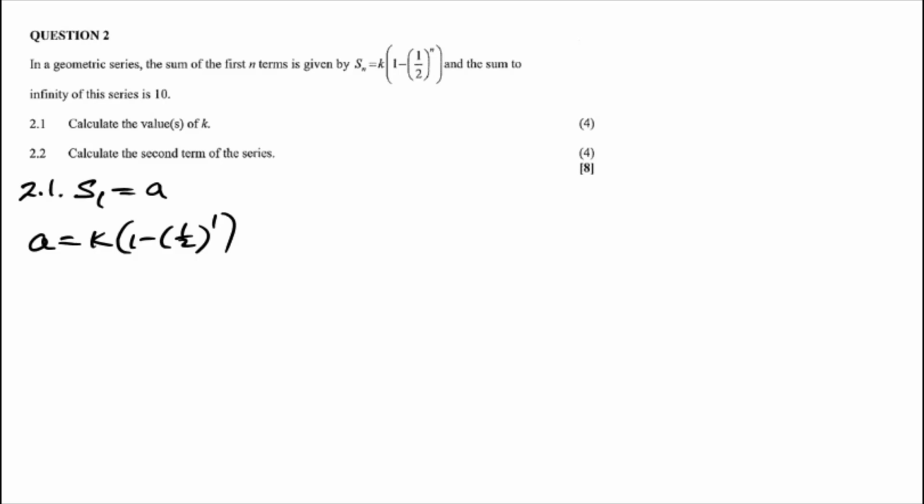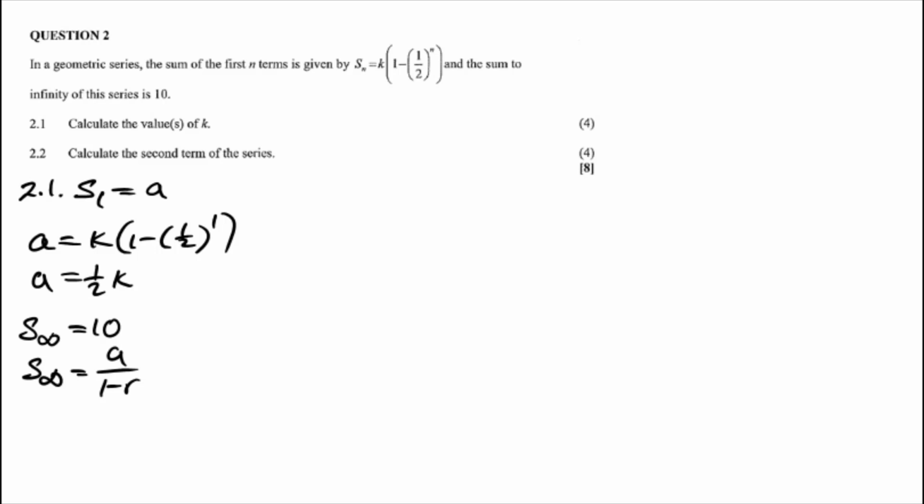And 1 over 2 to the exponent 1 is 1 over 2, and then 1 minus 1 over 2 is 1 over 2, which now means it's 1 over 2 k. So meaning A is 1 over 2 k. So that's the first thing that we use. And then we are given that the sum to infinity is equal to 10. So we know that the sum to infinity has the equation S infinity is equal to A over 1 minus r. So we need to substitute that.